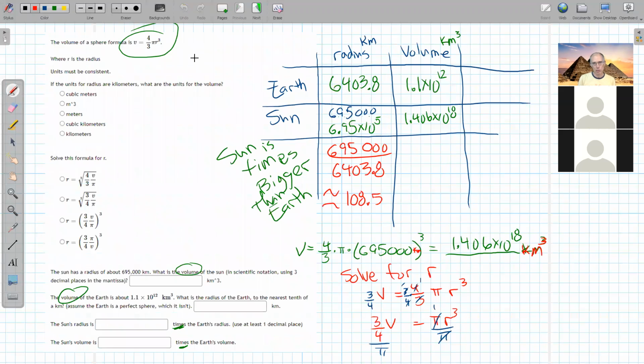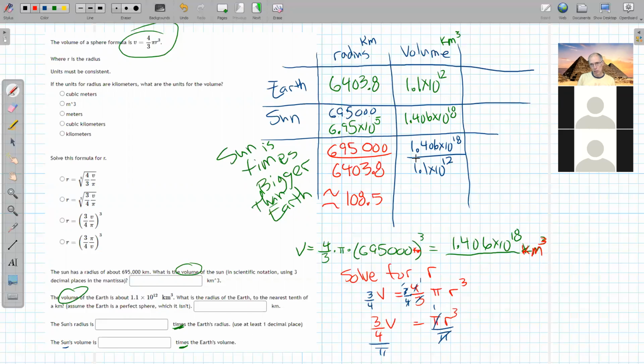So for the volume comparison, we want to divide these two numbers. I'm going to pick a new color. The wording of the question said the sun is blank times the Earth, so the sun has to come first. We take the sun's number, 1.406 times 10 to the 18th, and divide by the Earth's number, 1.1 times 10 to the 12th. Yeah, I did it right.